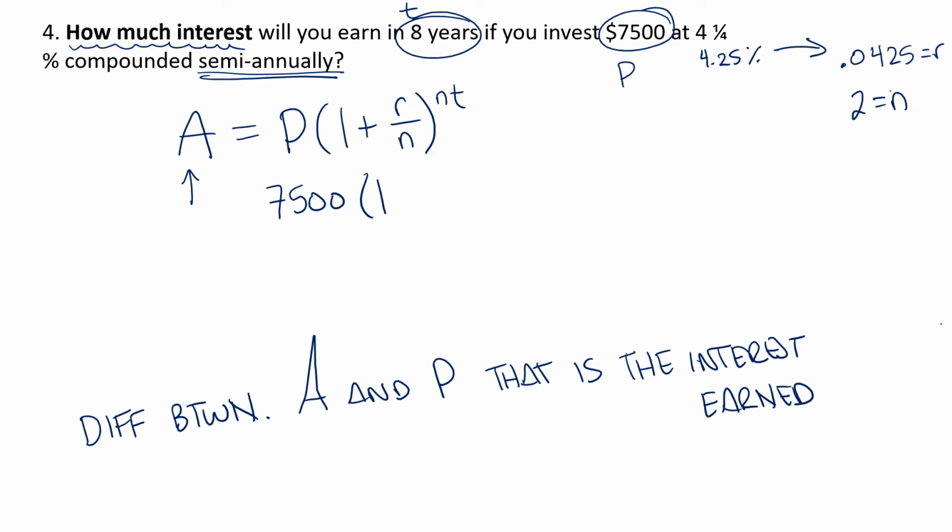7,500 times 1 plus 0.0425 over 2 raised to the 8 times 2. So here's your equation, and this is again going to give you the total amount in the account. I highly suggest you enter this all at once. Remember, you need to put your exponent in parentheses if you have a calculator that doesn't put the exponent up in the top. So I think you guys have everything you need to solve this problem.